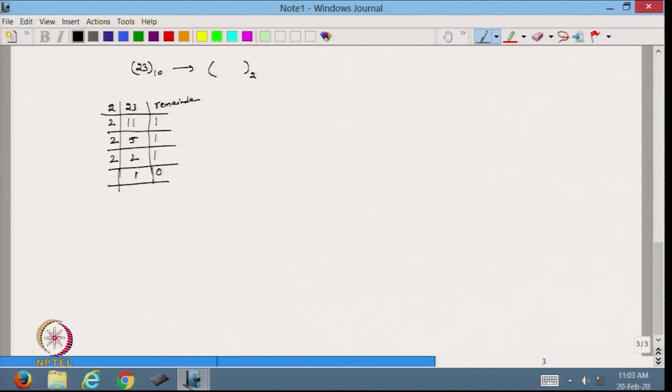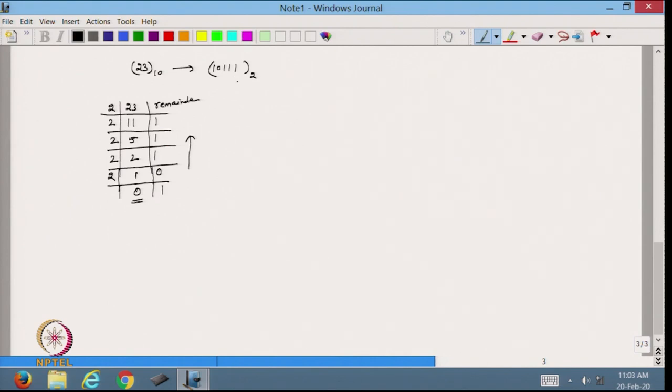And then I will again divide by 2. So, it will be 0 and the remainder will be 1. So, I have to go until I get 0 here. In this case, this is the way we will take this. So, the representation will be 10111. So, 23 in the decimal form can be converted into the binary form with the help of this.